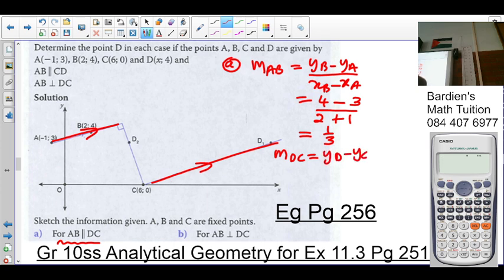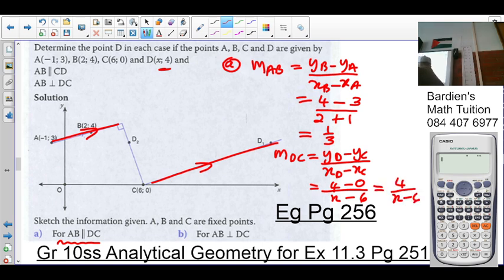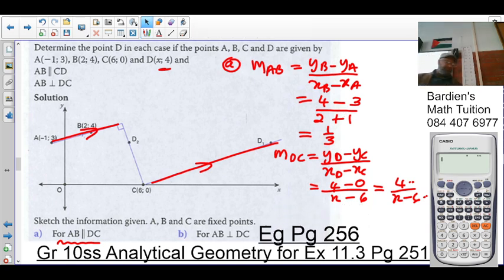How do you work out the gradient of DC? YD minus YC over XD minus XC. So YD is 4, minus 0, over XD, which is X minus 6. That is simply 4 over X minus 6. Can I cancel this here? No. Why? Because there is a minus between. So what do we do from here?